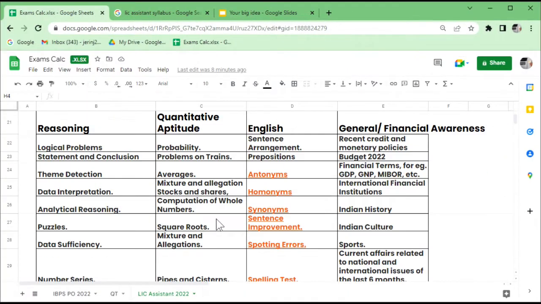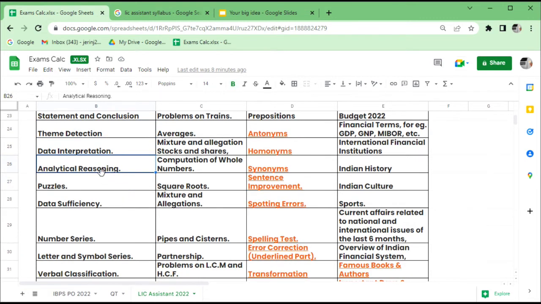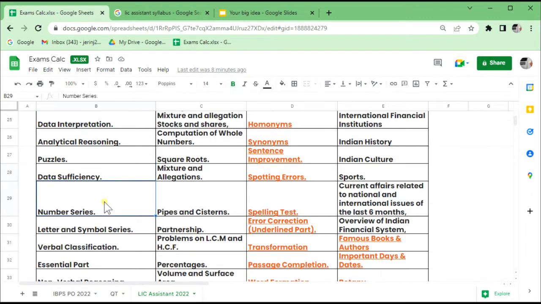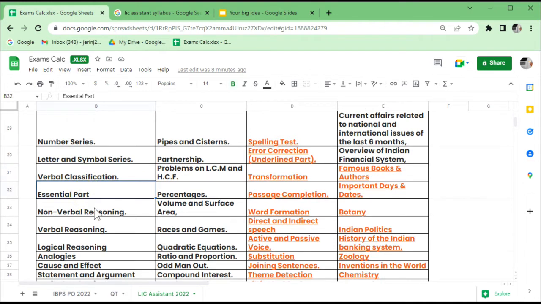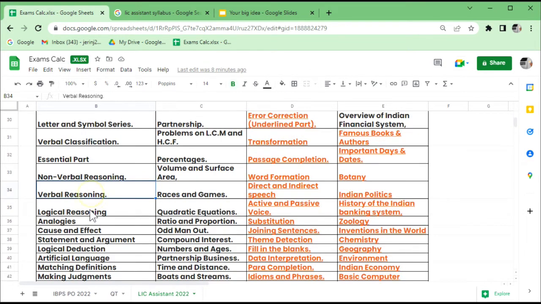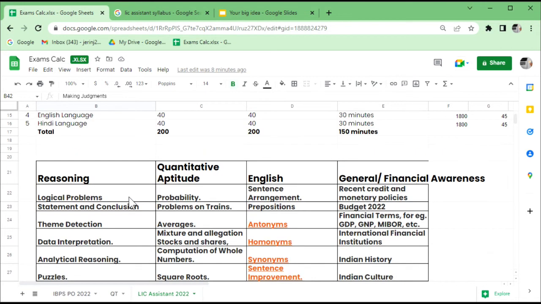Now I am coming to the next one, the detailed syllabus. Here is the detailed syllabus, that is reasoning. We have logical problems, statement conclusions, theme detection, data interpretation, analytic reasoning, puzzles, data sufficiency, number series, letter and symbol series, verbal classifications, essential part, non-verbal reasoning, verbal reasoning, logical reasoning, analogy, cause and effect, statement and argument, logical deduction, artificial language, matching definition, making judgments. These are the topics in reasoning.